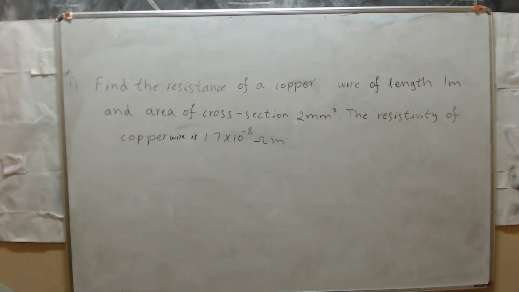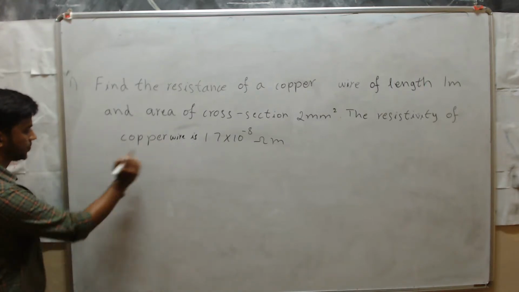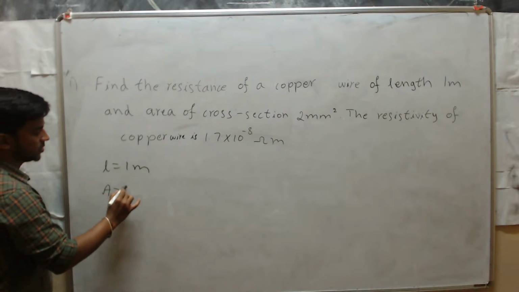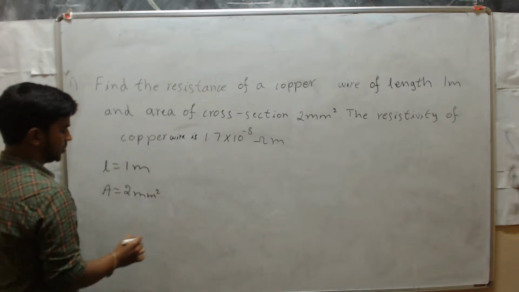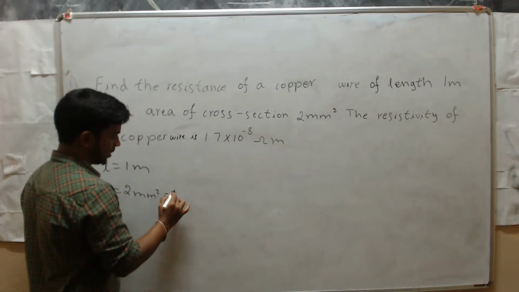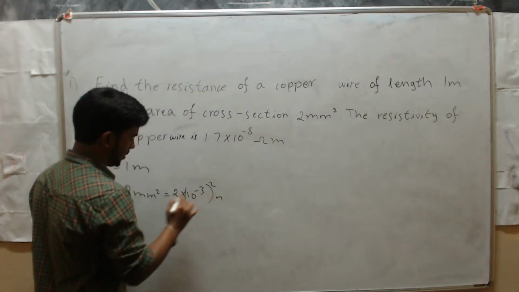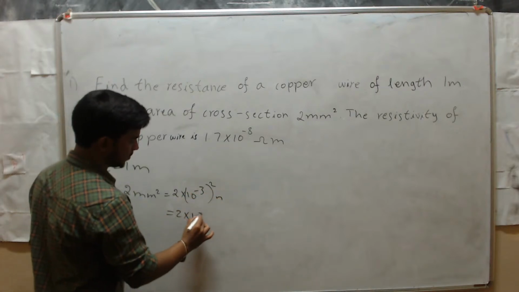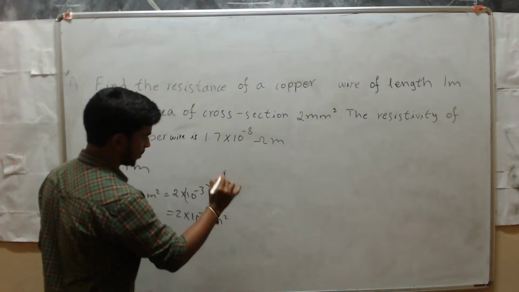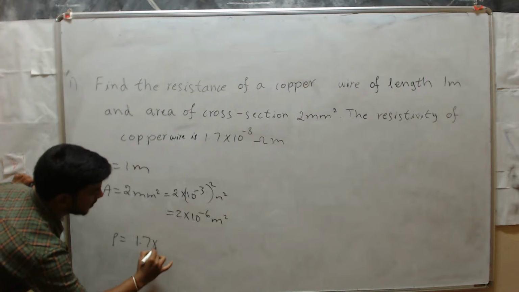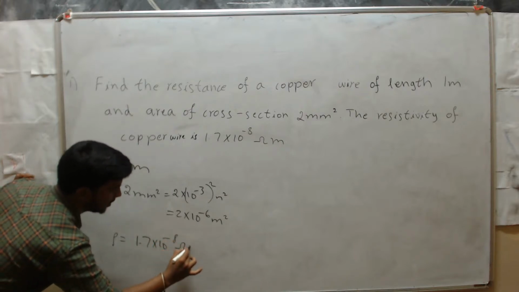Just tell me what is the answer for this question. First, length is equal to 1 meter and area of cross section is 2 millimeter square. So convert into meter. We will get 2 into 10 raised to the power minus 3 whole square meter. So finally we get 2 into 10 raised to the power minus 6 meter square. Then the resistivity of the copper wire is 1.7 into 10 raised to the power minus 8 ohm meter.